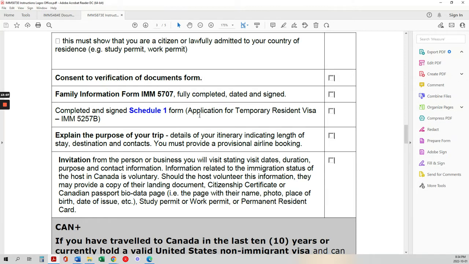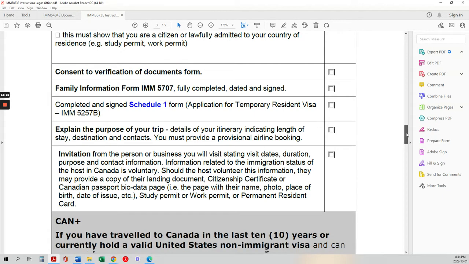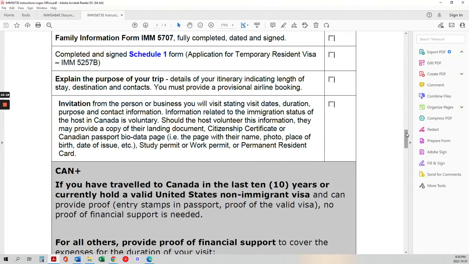Now, you need to explain the purpose of your visit. Details of your itinerary. We discussed that a little earlier because this is, again, a little repetitious, but this is more detailed. You need to let them know when you're arriving, what you're going to be doing, who you are going to be with, etc. Indicate the length of your stay, the destination, and contacts, people who you are going to be seeing, visiting. If you're going for a concert, you need to have that part of your itinerary.